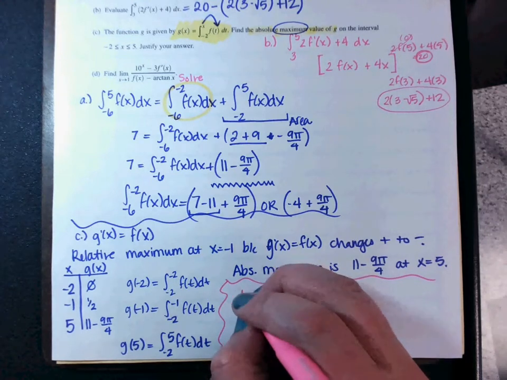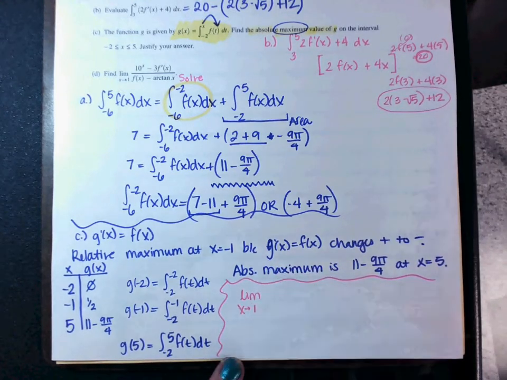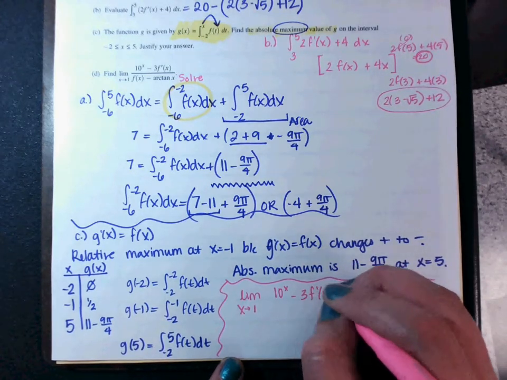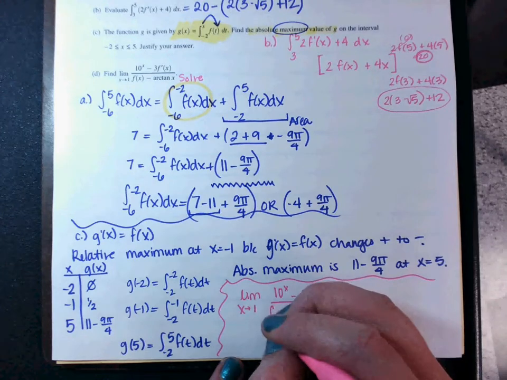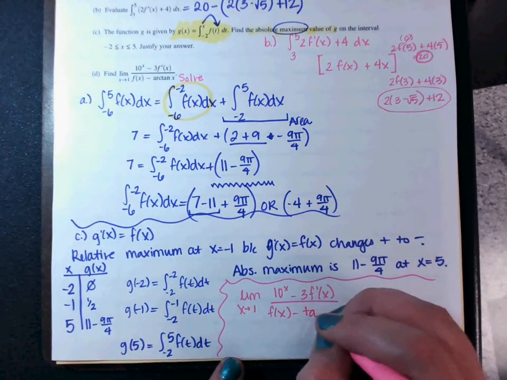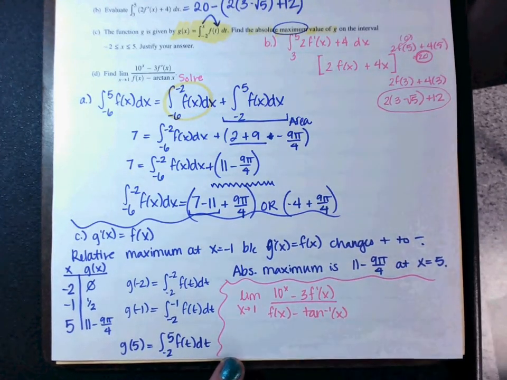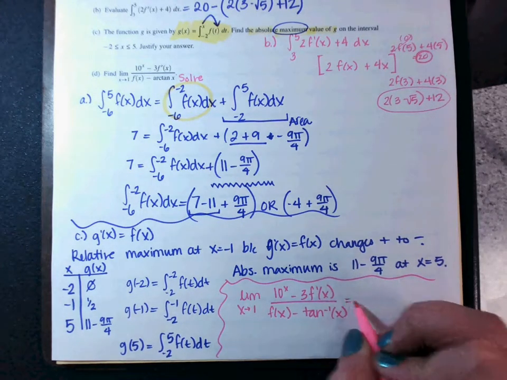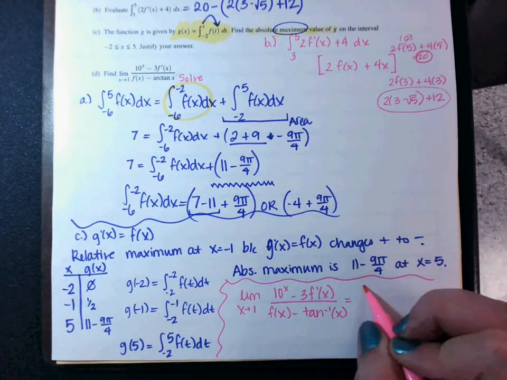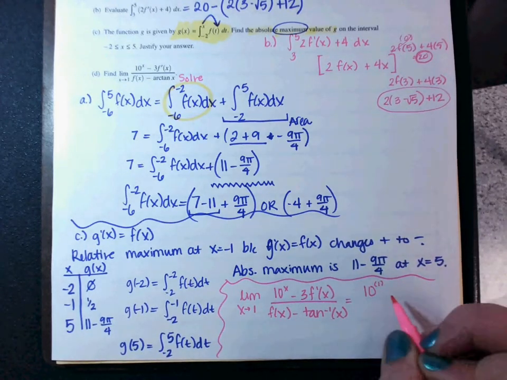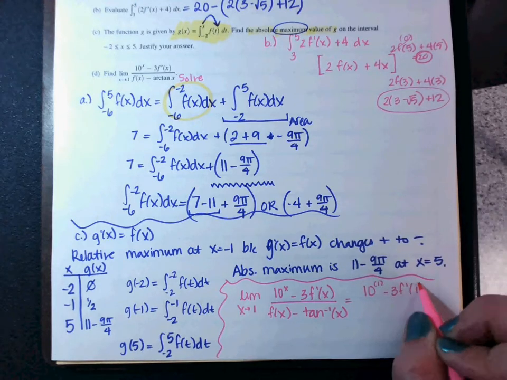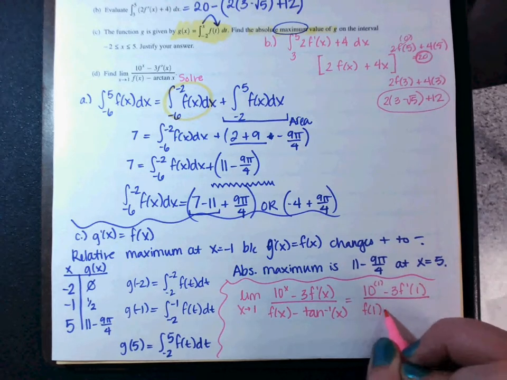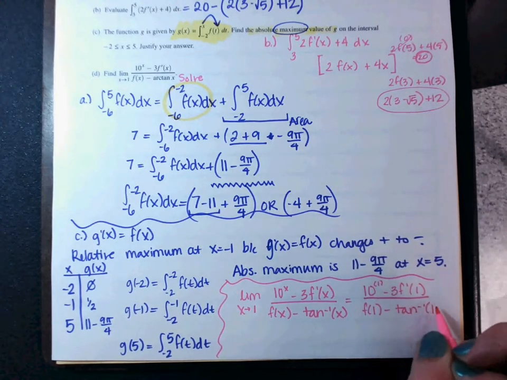So part D says to find the limit as x approaches 1 of 10 to the x minus 3 f prime of x over f of x minus inverse tan, or arctan, of x. So remember that for most limits, the first thing that you would do is just try to plug it in. So I plug in my 1 here, I get 10 to the 1 minus 3 times f prime of 1, okay, over, then I have f of 1 minus inverse tan of 1.